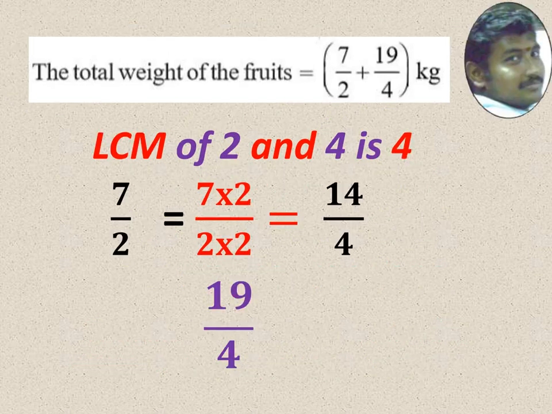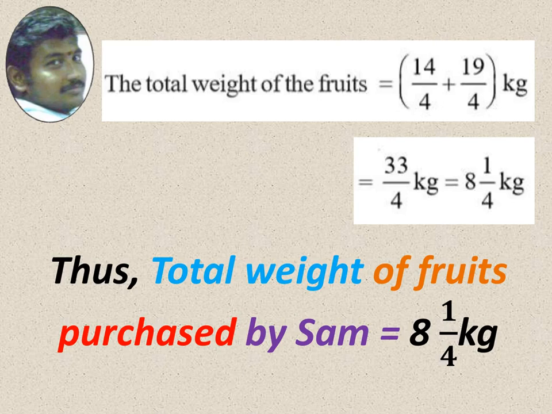So what we can do here, you see 4 is a multiple of 2. So the LCM of 2 and 4 is 4. Just multiply the numerator and denominator of 7 by 2 by 2, we get 14 by 4. Now you see 14 by 4 and 19 by 4 are both like fractions. Now easily we can add. When you add fractions, those fractions must be like fractions, then only we can add. Unlike fractions we cannot add. So 14 by 4 plus 19 by 4 is equal to 33 by 4. When you convert into mixed, we get 8 1 by 4 kg. So the total weight of fruit purchased by Sam is 8 1 by 4 kg. Hope you understand how to add.